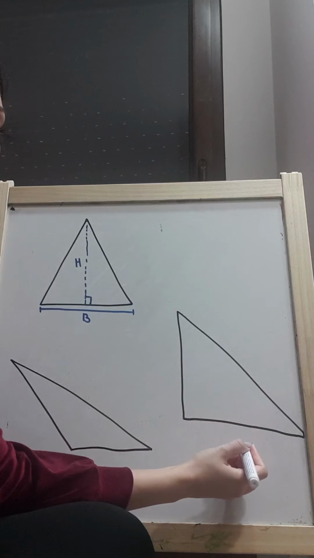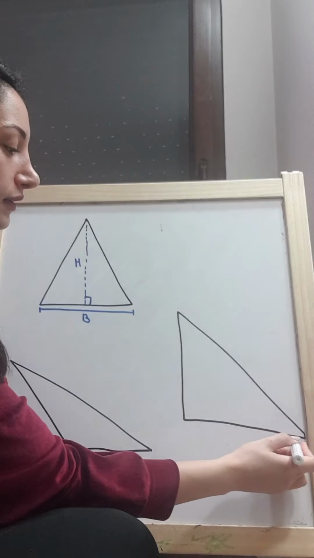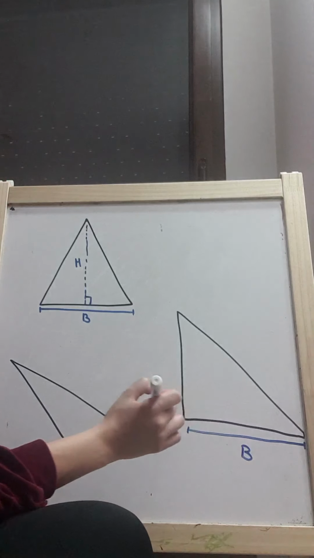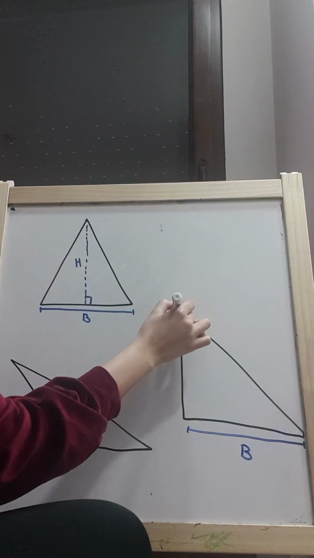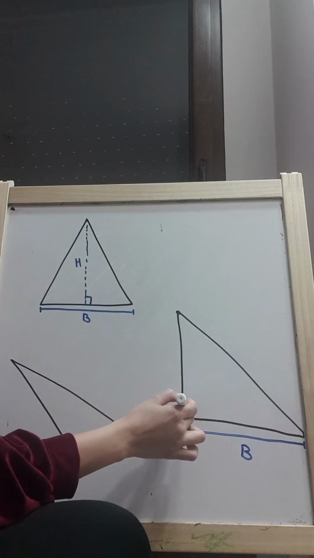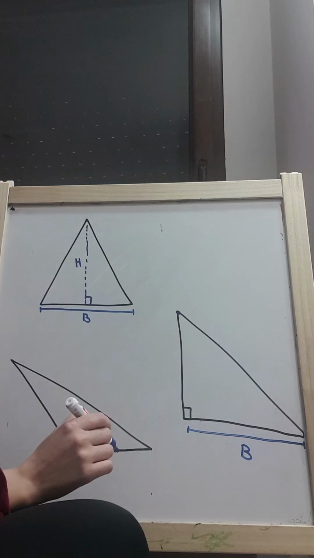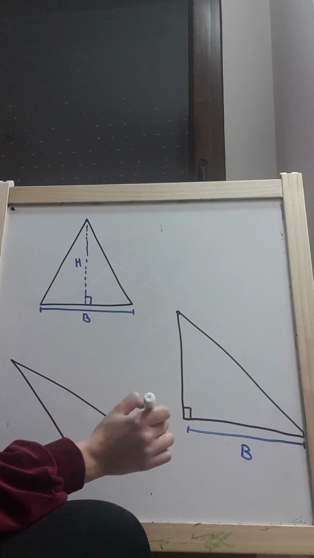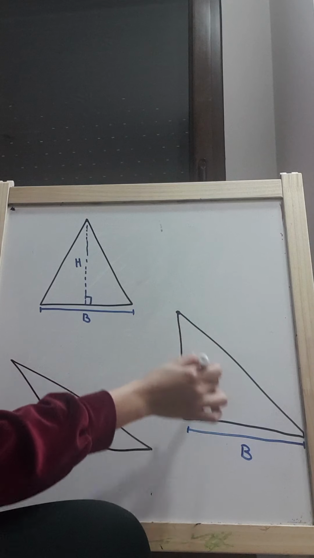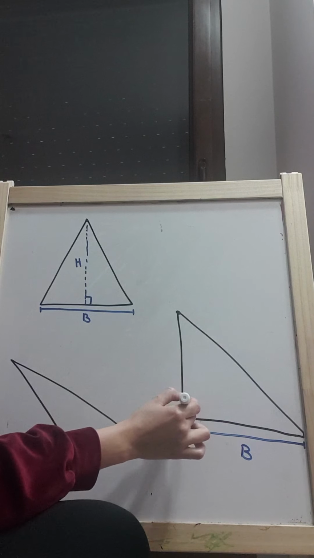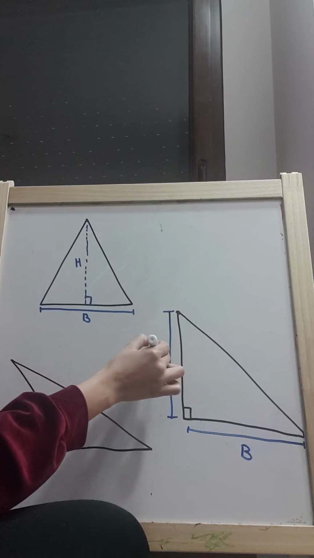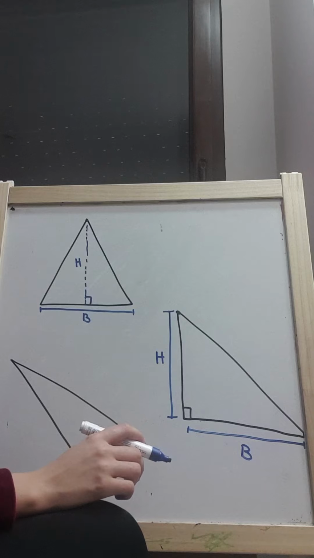In the right angle triangle, if this is the base, where's the opposite vertex? It's right here. If you want to draw a line that is perpendicular to that base, isn't this one of the sides? I already have a side that is perpendicular from the opposite vertex to the base directly, right? So the height is one of the sides.